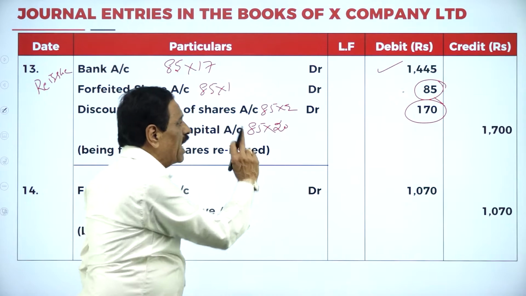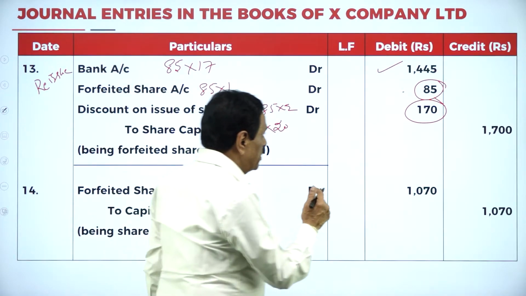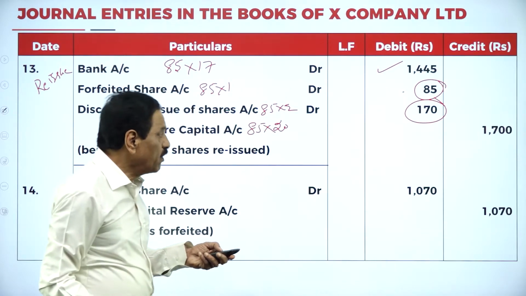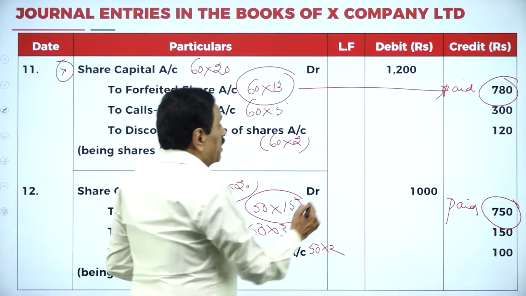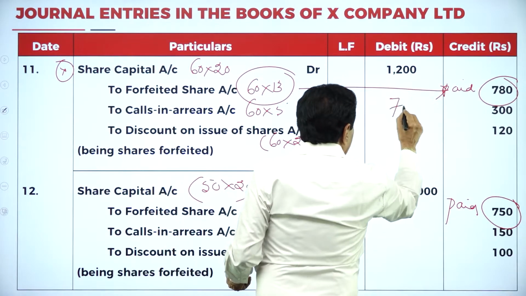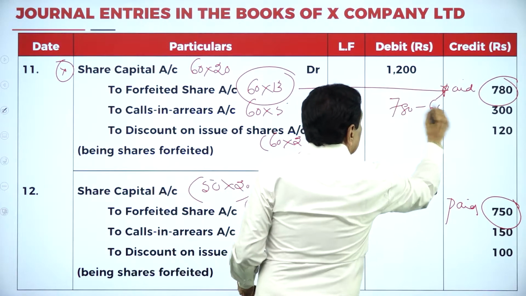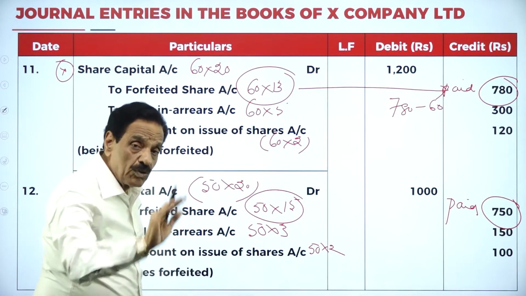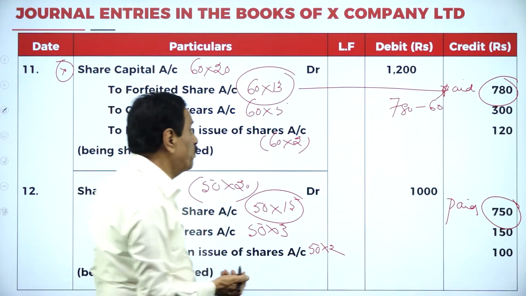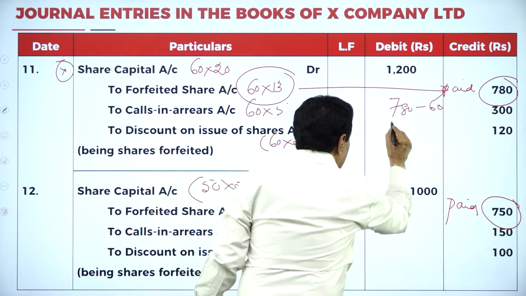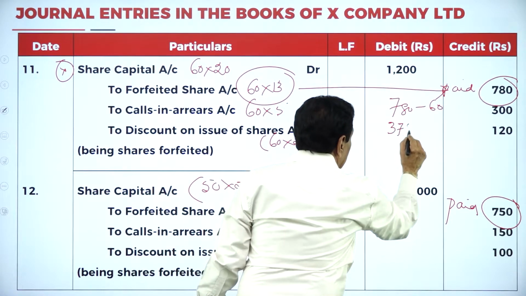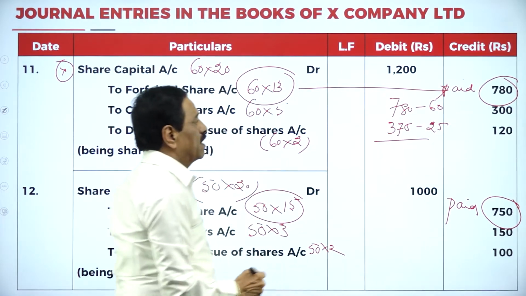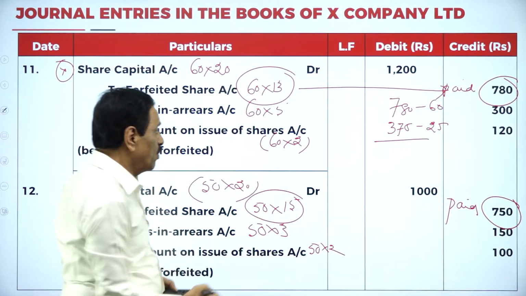Now, how has the capital reserve come? You have to resolve that. Here, debit entry for forfeiture is 85. Here credit entry is 780 for how many shares? 60 shares. 750 for how many shares? 50. Out of that, how much reissued? Only 25. Half of this, 375, for how many shares? 25 shares.